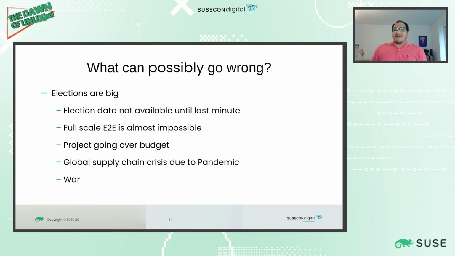And things that can go wrong. Well, the end-to-end testing has to happen at the end of the project. You risk the project going over budget. We're just going through a pandemic where we are having a global supply chain crisis. So you need to make sure that all of the pieces are there to be able to build 95,000 machines on average. And well, war can happen.